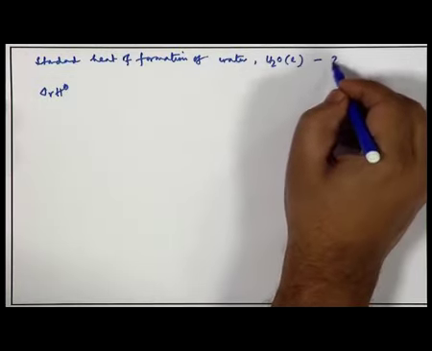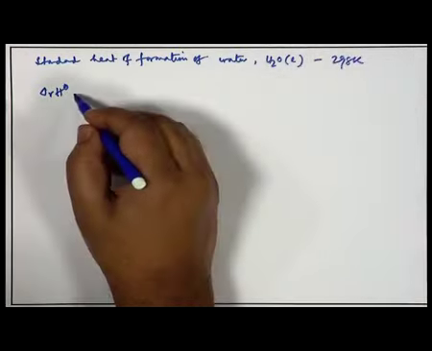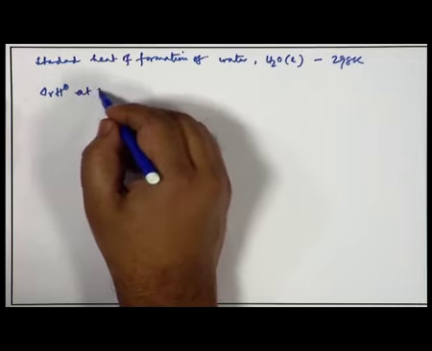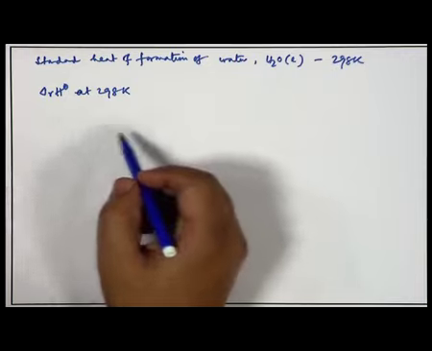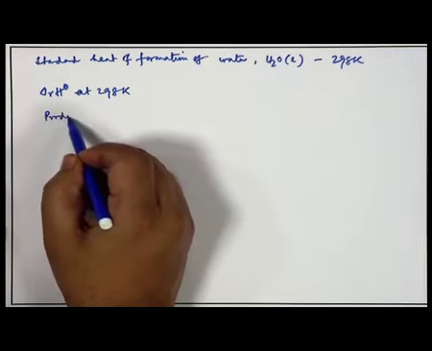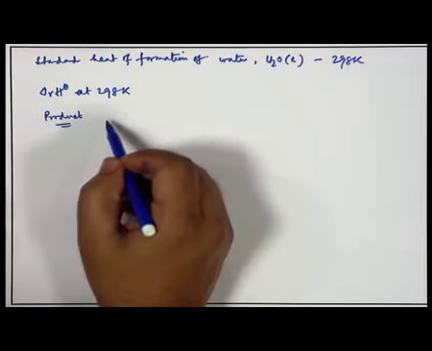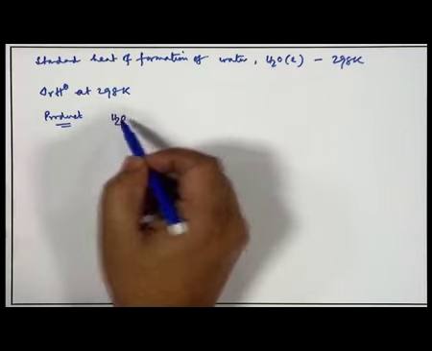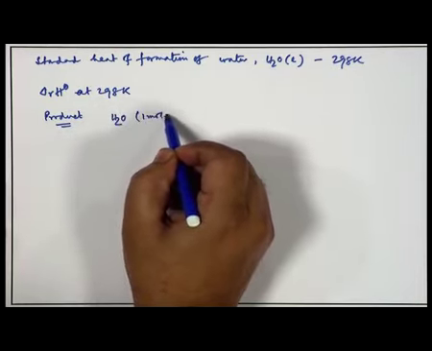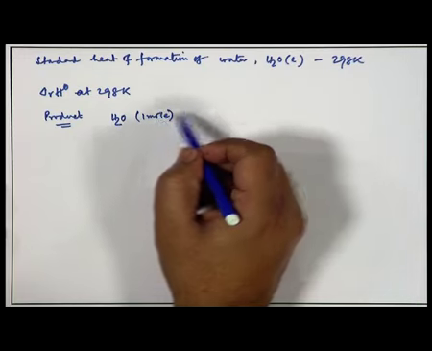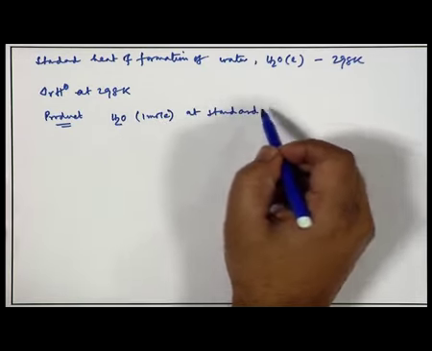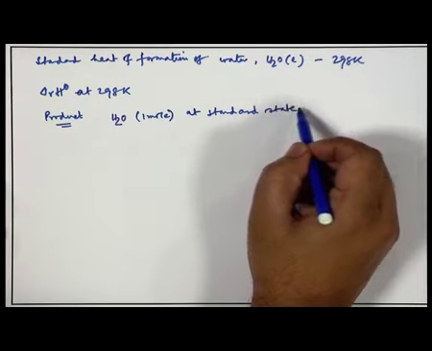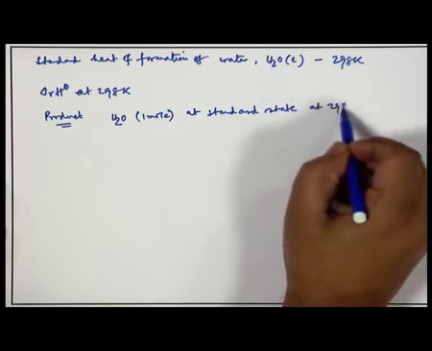If we want to get it at 298 K, then we have to get it at 298 K. What is the product? Product would be H2O, 1 mole, at standard state at 298 K.